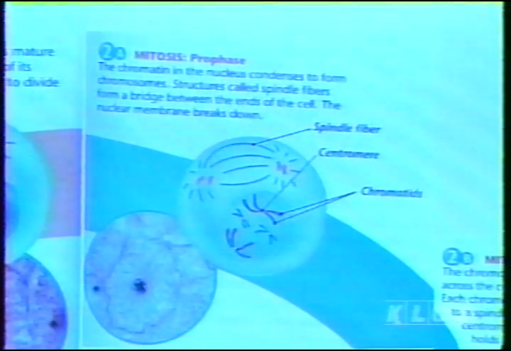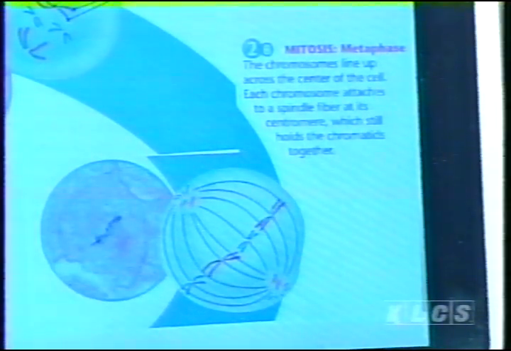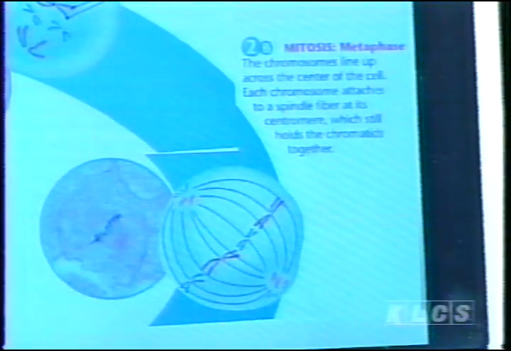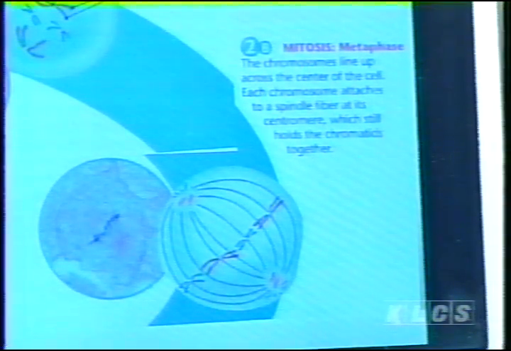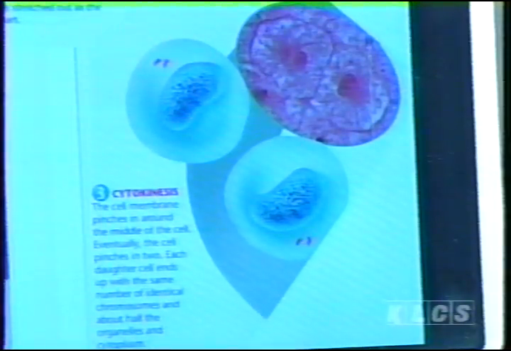The third stage is when the chromosomes line up. And the chromosomes will line up in a straight line. So all the chromosomes have lined up in a straight line, and they are attached by spindle fibers. And it looks like a basketball with little strings attached to the very center. And what happens next is exactly what you think is going to happen.